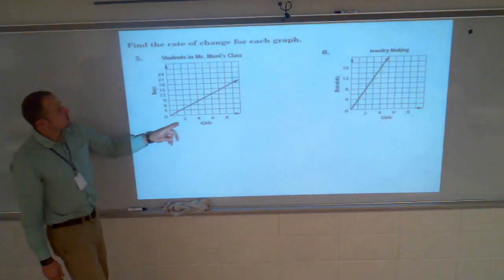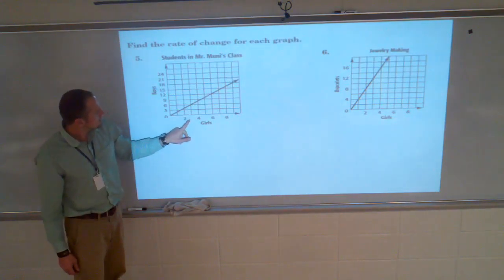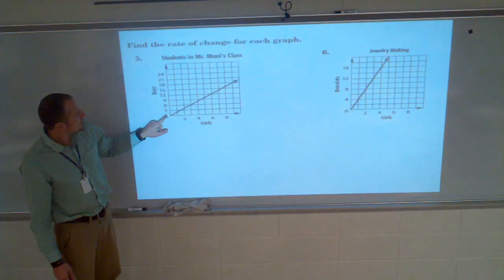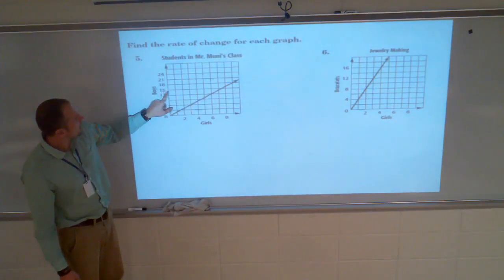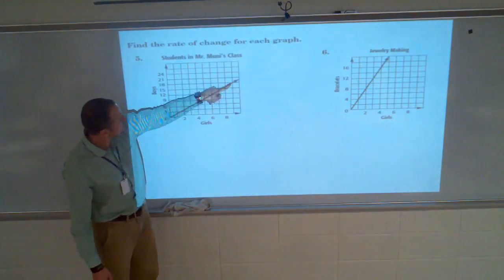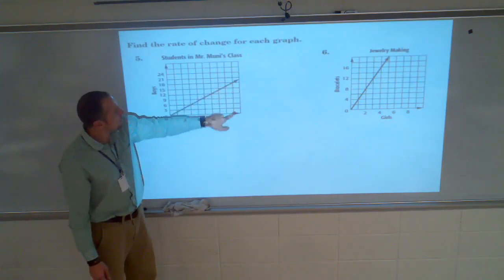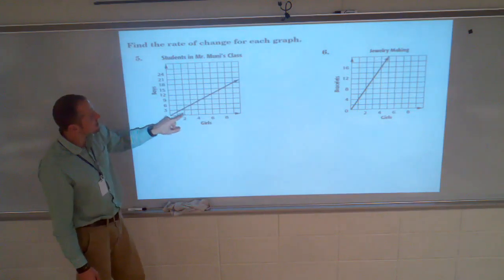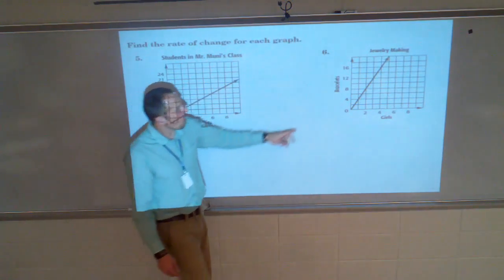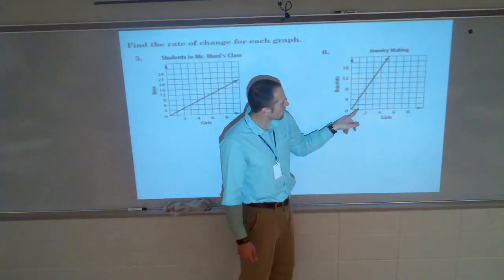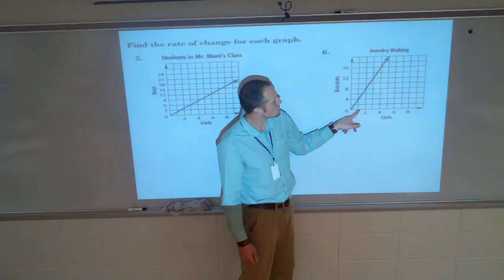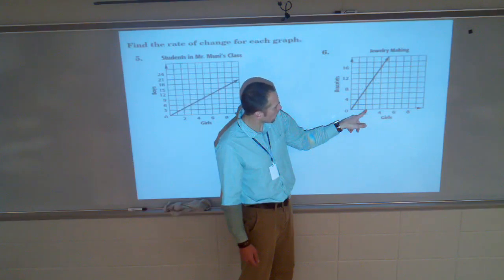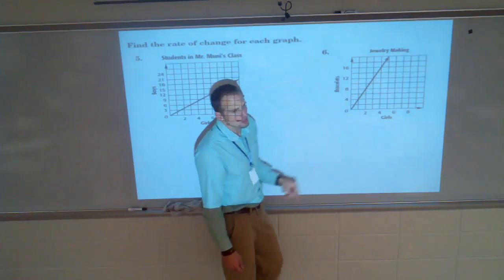If you look at these points, 6 over 3 will reduce to 2. Let's see this one. 18 over 9 will reduce to 2. This point right here, 12 over 6 will reduce to 2. Over here, 4 divided by 1 will reduce to 4. 8 over 2 will reduce to 4. 12 over 3 will reduce to 4.